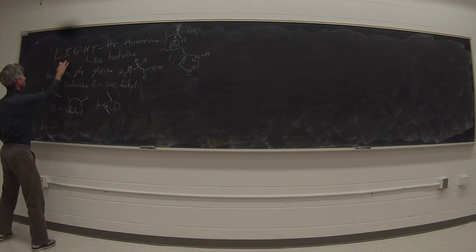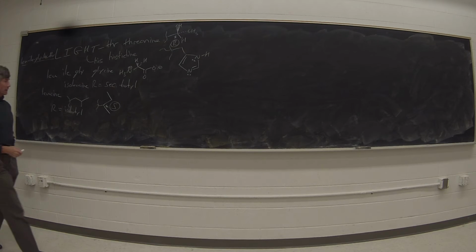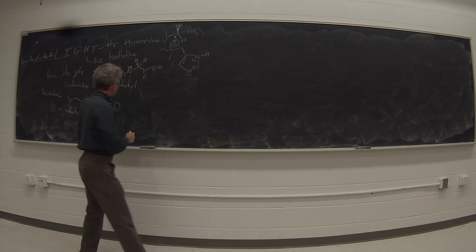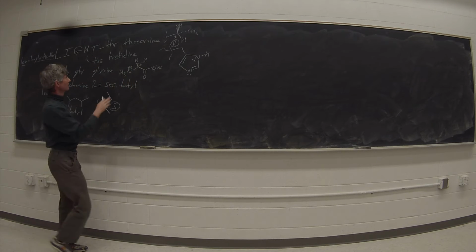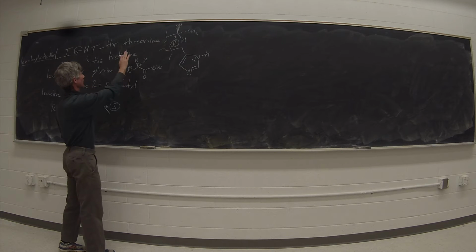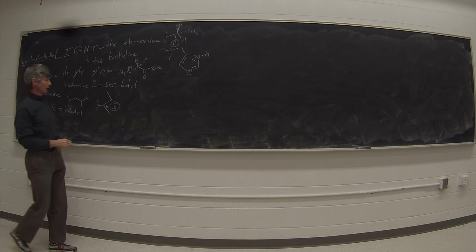So in three-letter code, this would be leu-ile-gly-his-thr. In one-letter code, it's L-I-G-H-T. So let's draw that peptide. And let's draw it in its completely protonated form, so that the side chain of the histidine will be protonated, and the C-terminus of the threonine will be protonated, as well as the NH3 group on the far left.